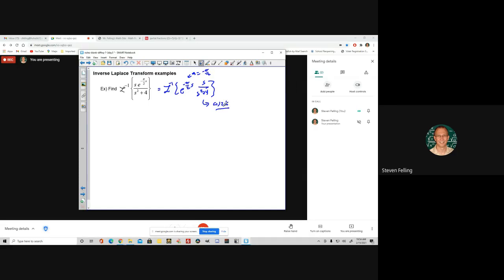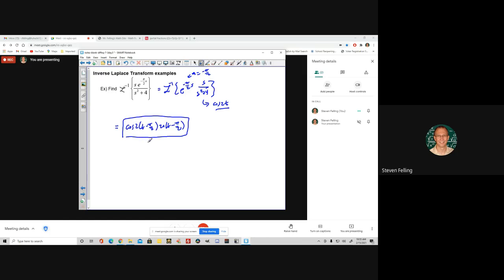So this is going to be equal to the cosine of 2, but I'm going to take the shifted version now. So this t is going to be replaced with t minus pi over 2. And then that whole thing is multiplied by a unit step function with the same shift. So it's this function not only shifted pi over 2, but also turned on at t minus pi over 2, or turned on at t equals pi over 2.